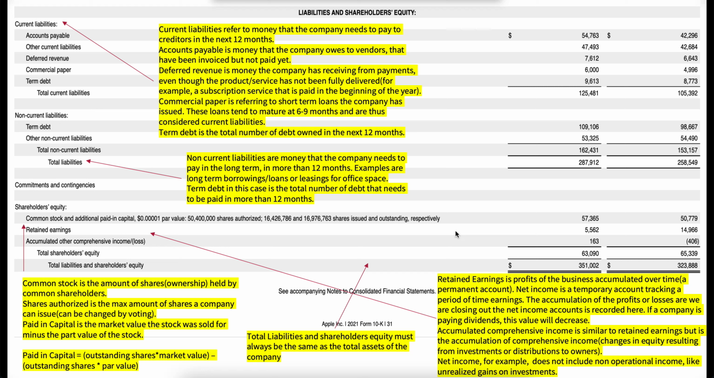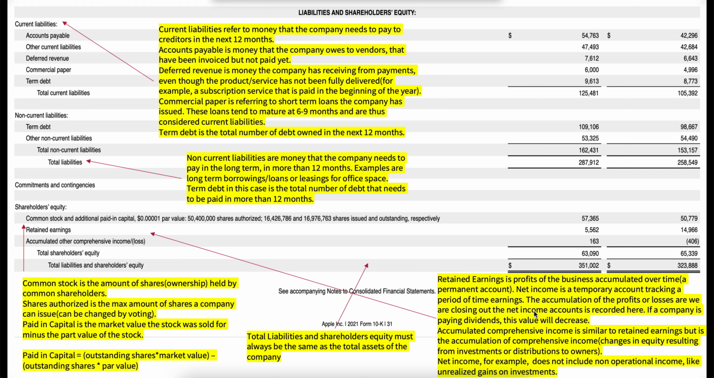And so net income is an account as well, but it's temporary. It changes with every statement. It goes back to zero. And its activity is actually recorded by the retained earnings account. And so the accumulation of profits and losses that we are closing out on the net income accounts is pretty much recorded as retained earnings.